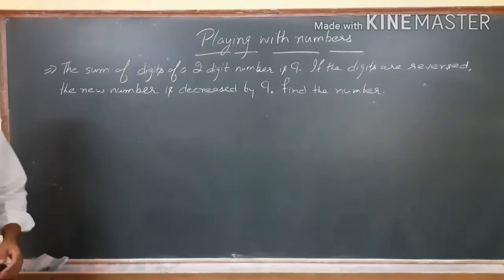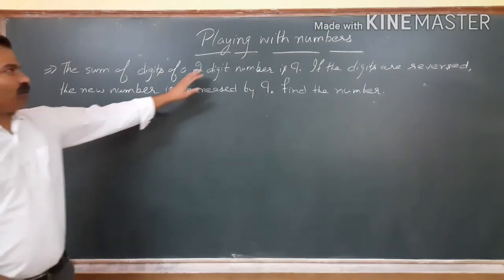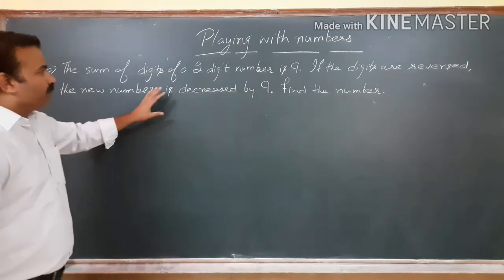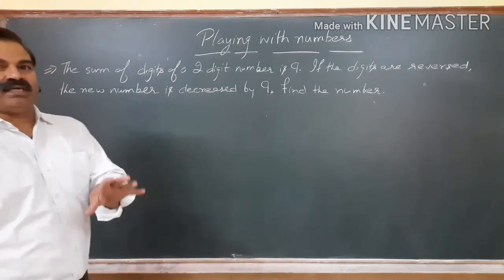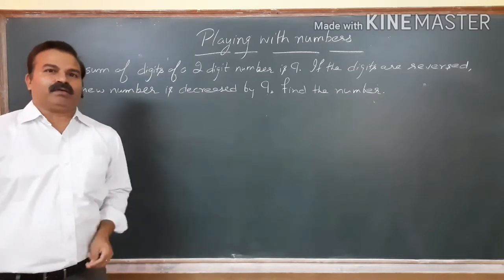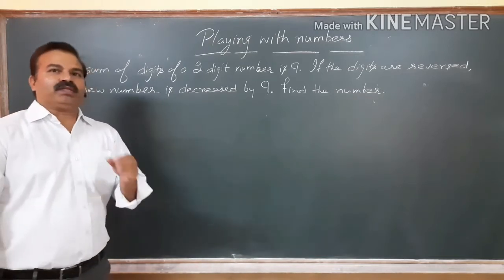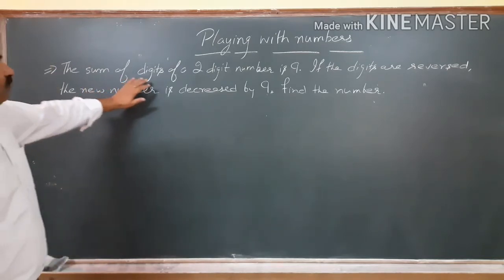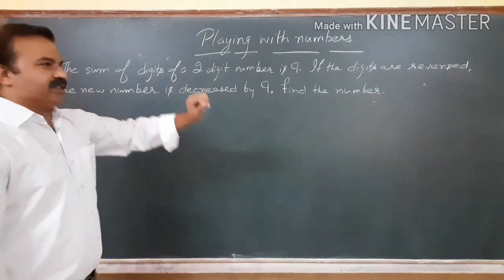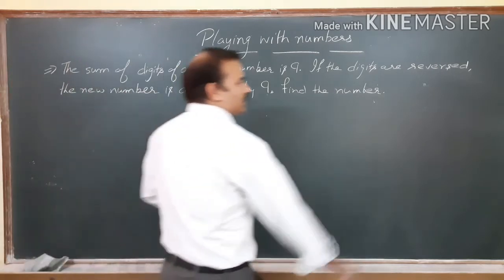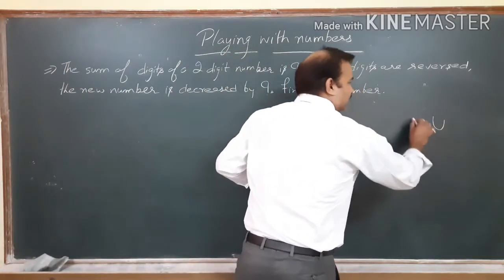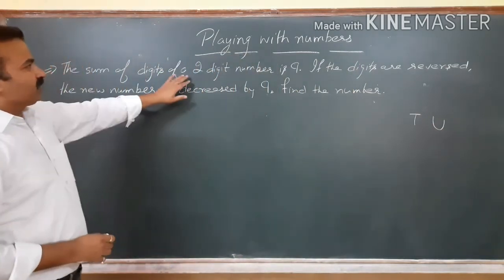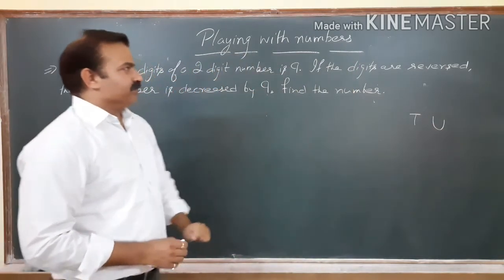Namaste students. Today under this topic of playing with numbers, I am going to tell you about one of the questions which is based on the general form of a 2-digit number, which I have already taught you in the very first video. Now the question says: the sum of digits of a 2-digit number is 9.